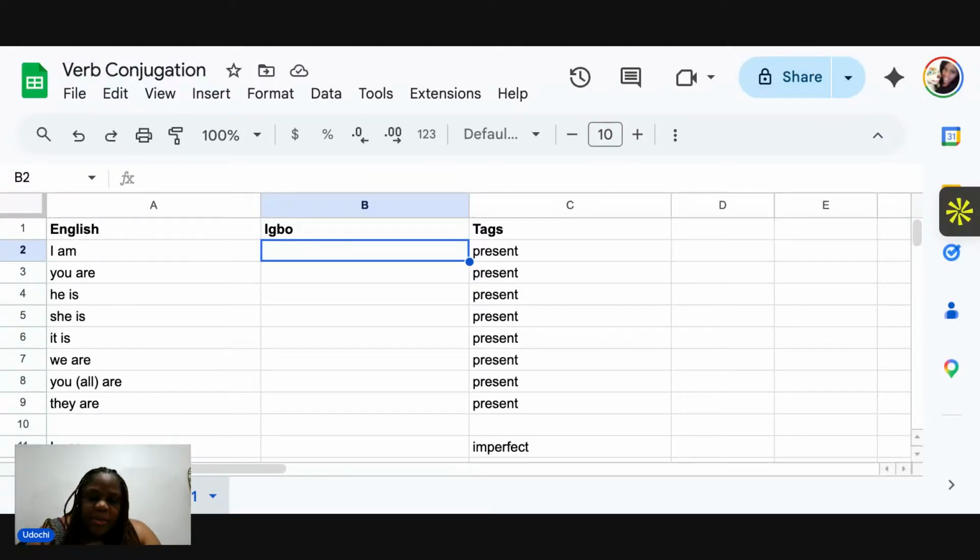Okay, guys. Day one. So today we are practicing conjugation in Igbo. This is just me practicing. I'm not an Igbo teacher by any means. I am an Igbo learner who is sharing my journey.